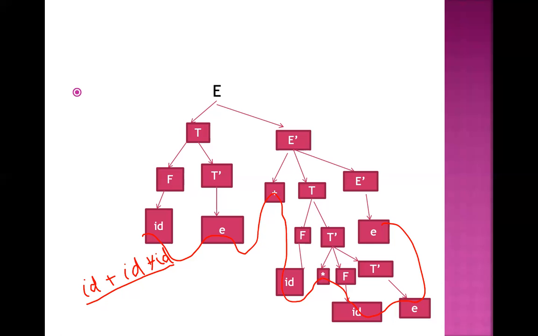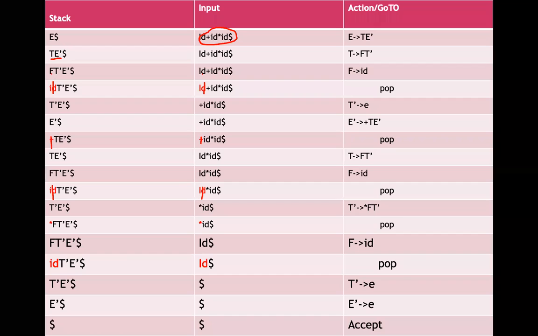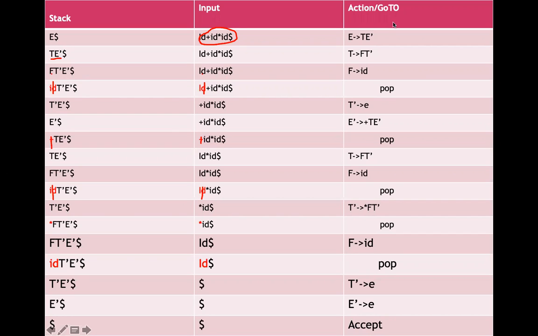So using this string, we will see whether this string will be accepted by the table or not. While accepting using the table, we need to take three columns: one is stack, the second one is the input, and the third one is the action, or go to symbols. The stack starts with dollar, and the input also has dollar. What is the input symbol? ID plus ID star ID.